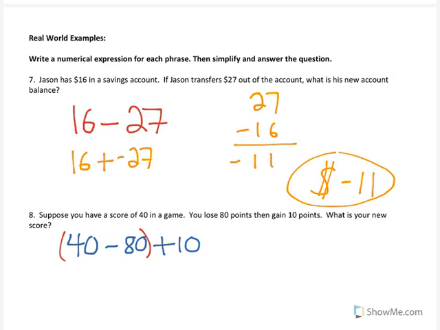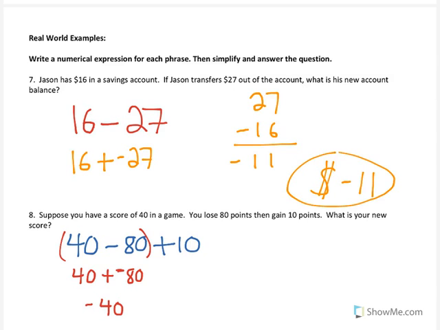40 minus 80. Well, we don't like to subtract integers. We want to add integers. So I'm going to make this 40 plus negative 80. All right? So, let's simplify that. What does 40 plus negative 80 make? Well, our signs are different, so I'm going to subtract. 80 minus 40 is 40. I want the sign of the number further from 0. That'd be negative 80. So we have negative 40.